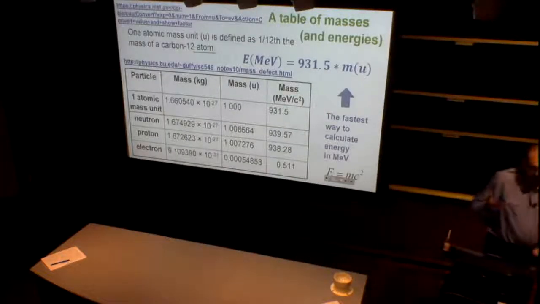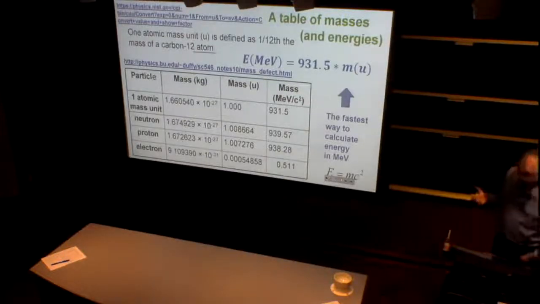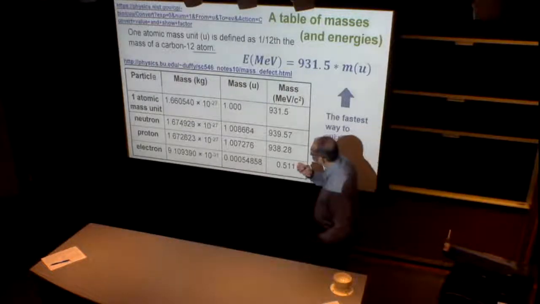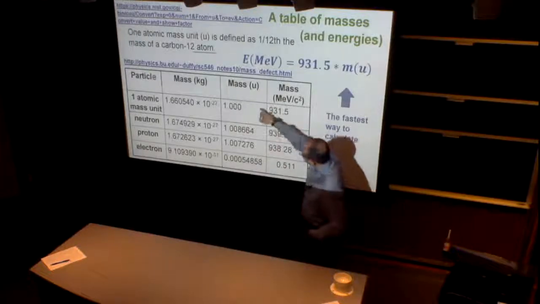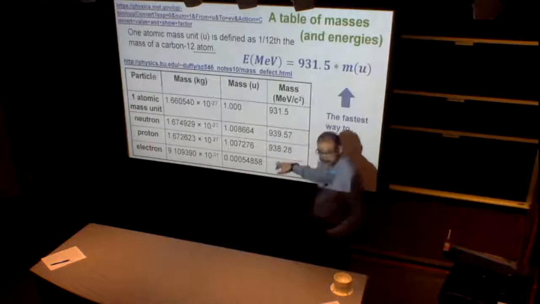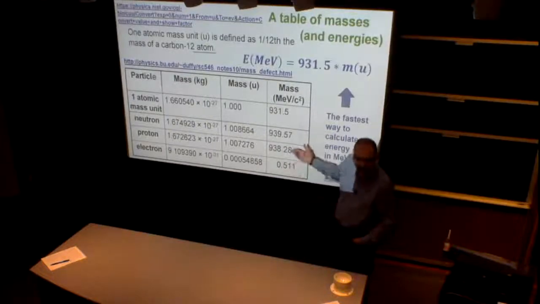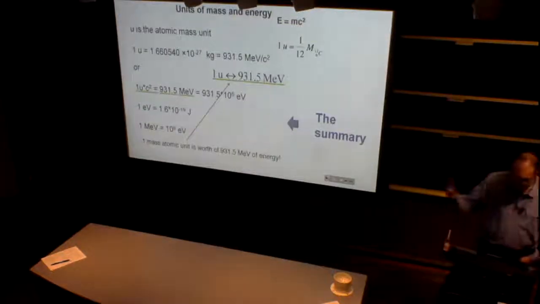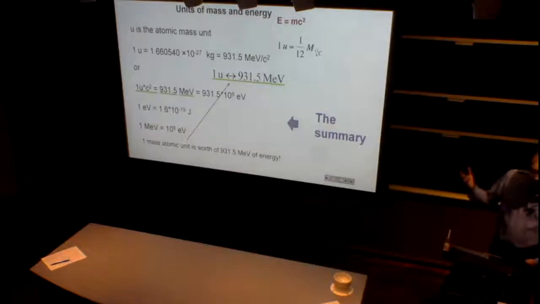This is just a conversion factor which we can always use if we want to calculate the energy stored in a certain amount of mass, if that mass is measured in atomic mass units. We just have to multiply by the conversion factor of 931.5. 1 times 931.5. This is how many mega electron volts are stored in one atomic mass unit. So you see, actually, 0.5, a half, is a large number in energy. So that's why we cannot neglect the electrons. This is the summary. All basically conversion factors, that's it.